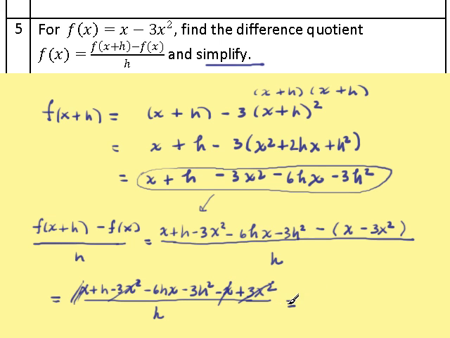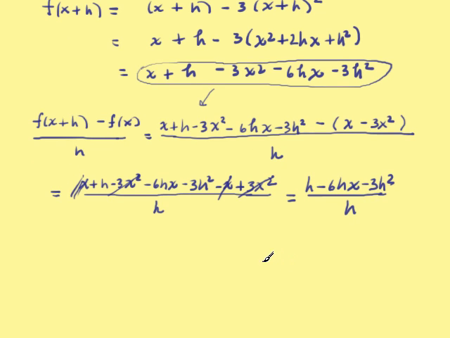So the terms we are left with contain h. h minus 6hx minus 3h squared divided by h. And now we want to just divide by h, so let's do that. So here we have 1, and here we have 6x, and here we have minus 3h.